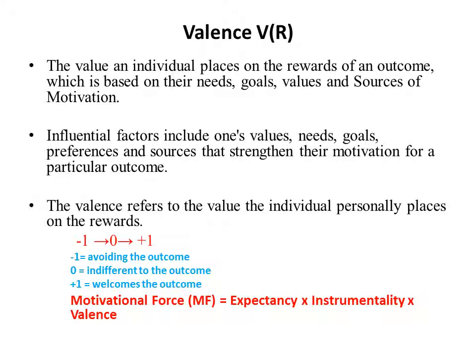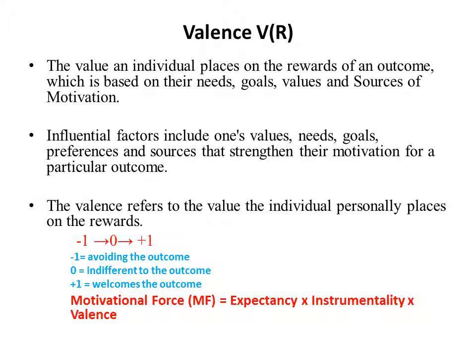So what is the final amount of motivation you get? Do you get the motivation only by expectancy, only by instrumentality, or only by valence? No, you will require all of these at a multiplicative level. That's why we can say that the total motivational value, which is called the motivational force, is directly proportional to the multiplication of all these three factors: expectancy, instrumentality, and valence.